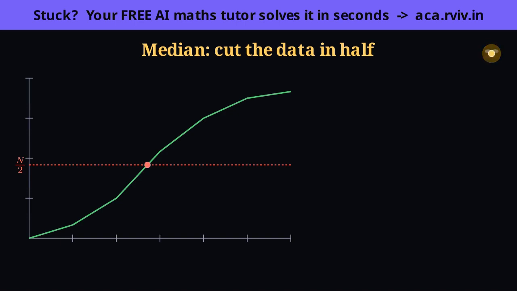And notice why the formula you'll use works. Between grid points the ogive is a straight line, so finding where it crosses n over 2 is just walking a proportion into the median class. That fraction is exactly the n over 2 minus Cf, over f term in the formula.